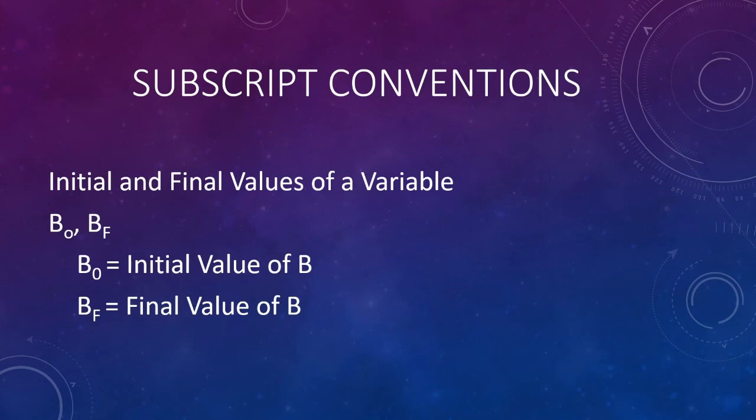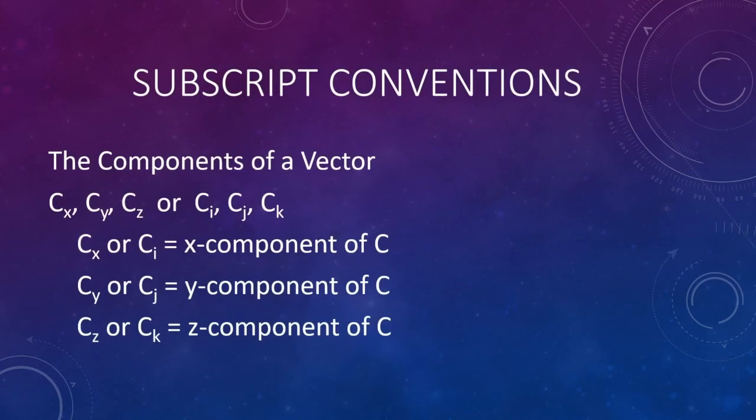The last set of subscript conventions that you'll see are for the components of a vector. You'll see either the XYZ convention or the IJK convention. When you have a subscript x or i, that means the x component of a vector. Subscript y or j means the y component of a vector, and subscript z or k means the z component of a vector.